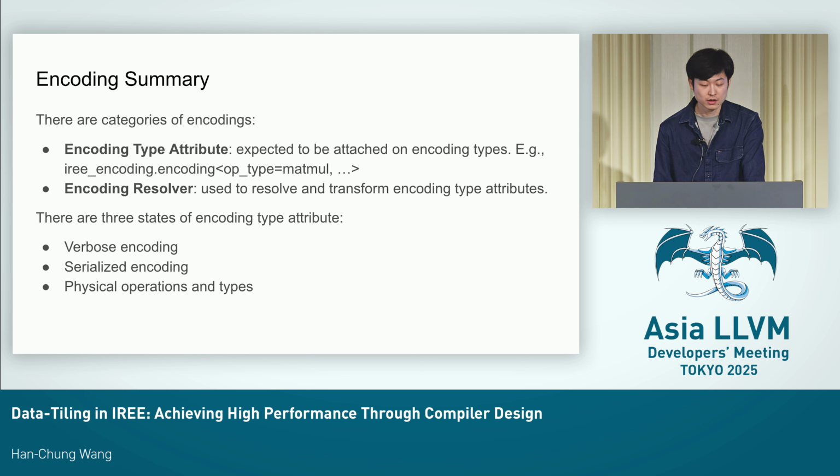In summary, there are 2 categories for encodings. One is the encoding type attribute that is expected to be attached on encoding types. The other is the encoding resolver that is for resolving and transforming encoding type attributes. There are 3 states of the encodings. We start with verbose encodings, lower them to serialized encodings, and materialize them into physical operations and types.